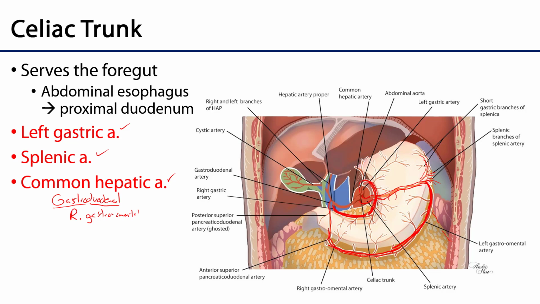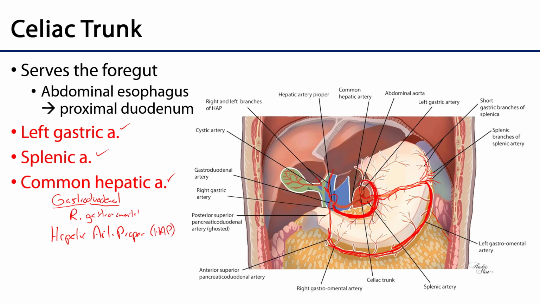The other major branch is called the hepatic artery proper, or just HAP, HAP for short. HAP is going to typically give off the right gastric artery. That's the one that's going to form the anastomosis with the left gastric artery to serve the lesser curvature of the stomach. And then HAP will continue on and branch into left and right branches of the hepatic artery proper to serve the liver.